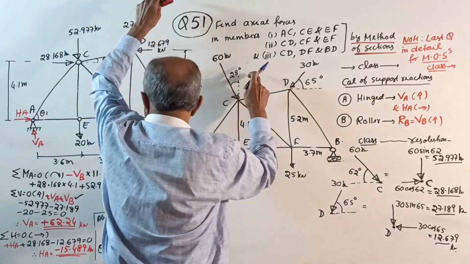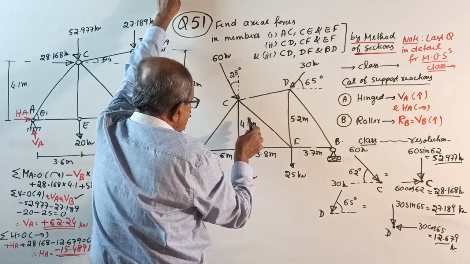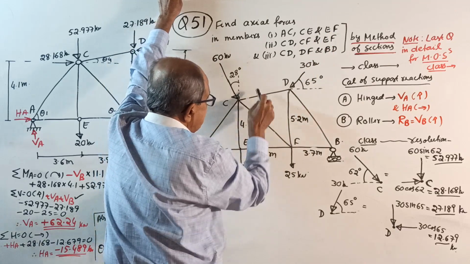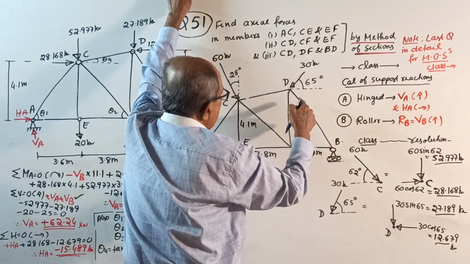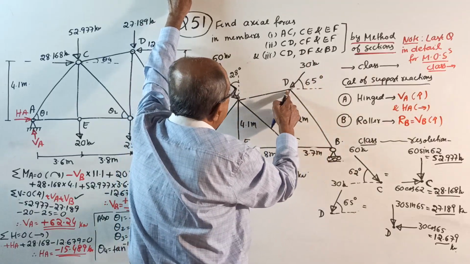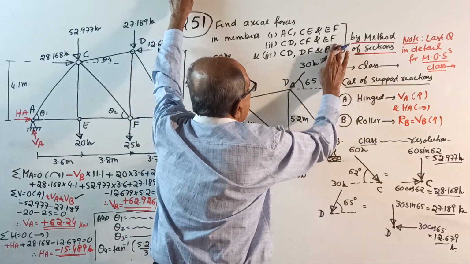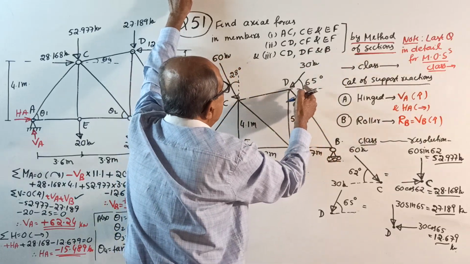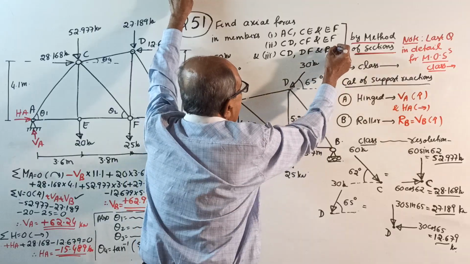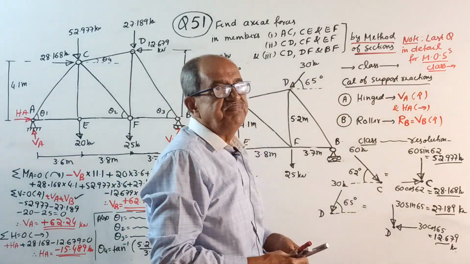See, CD, which one first section is here? First is this way, second this way, last one is this way. Okay, so it is CD, where is CD? CD, DF and BF, not BD, BF. There is no member BD here first of all. BF, by method of sections.